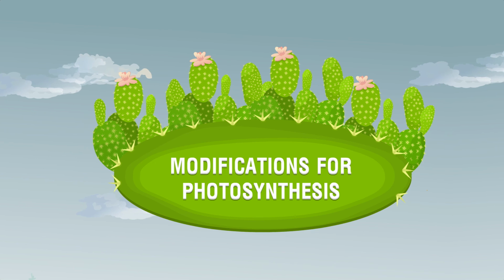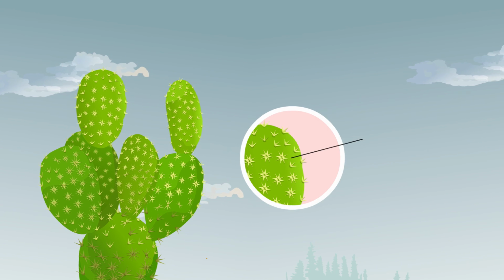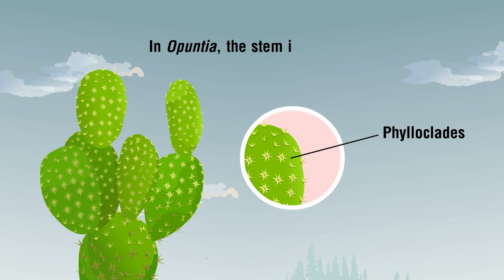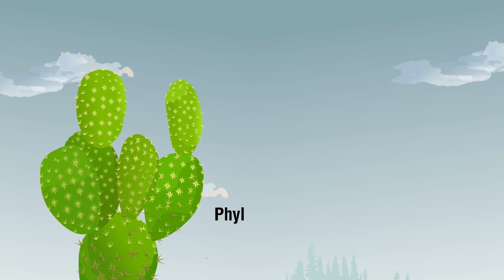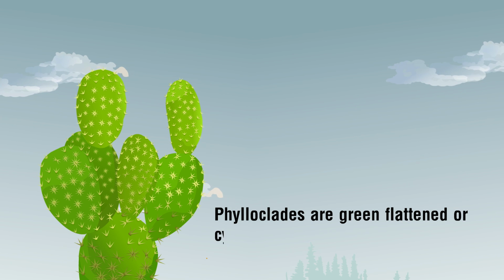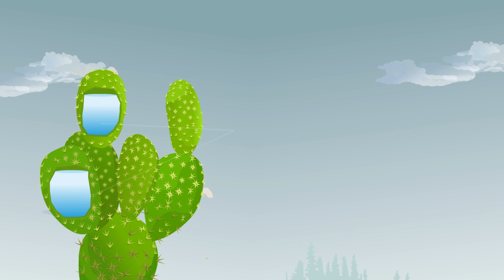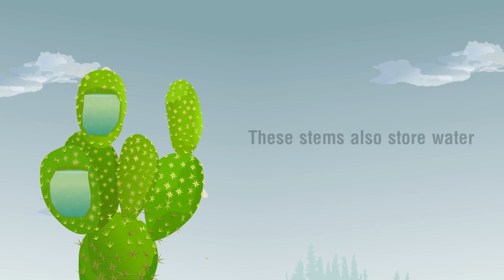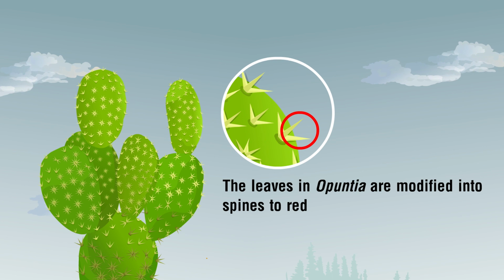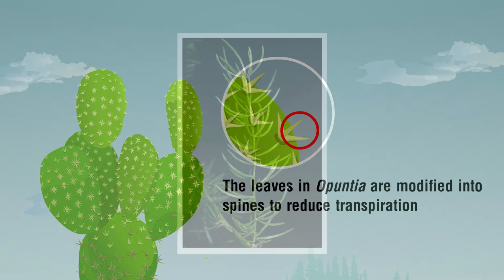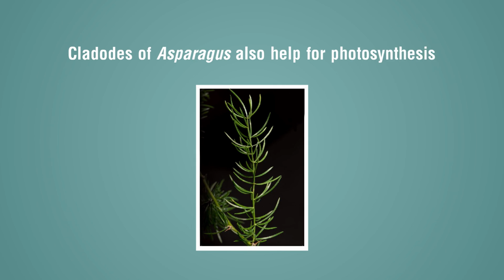Modifications for photosynthesis. In Opuntia, the stem is modified into phylloclade to facilitate photosynthesis. Phylloclades are green, flattened or cylindrical stems of unlimited growth. These stems also store water. The leaves in Opuntia are modified into spines to reduce transpiration. Cladodes of asparagus also help in photosynthesis.